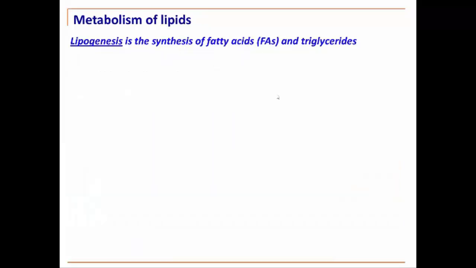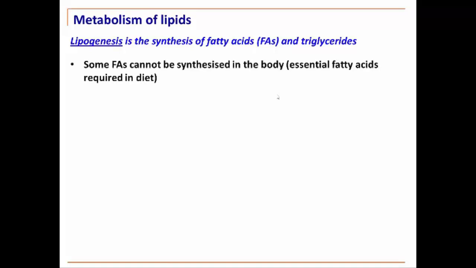So next we're going on to lipids. And when we're thinking about lipids, we think about lipogenesis, which is the synthesis of fatty acids and triglycerides, and lipolysis, which is the breakdown of those triglycerides. But remember, some fatty acids in our body can't be synthesized there. These are called our essential fatty acids. And so the essential fatty acids are required from the plants that we take in our diet, and they are needed to make some of the lipids that are present in our cell membranes. So they're essential fatty acids because we can't make them. We have to take them in our diet.